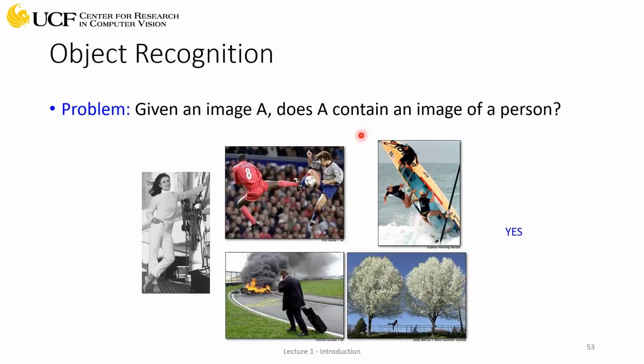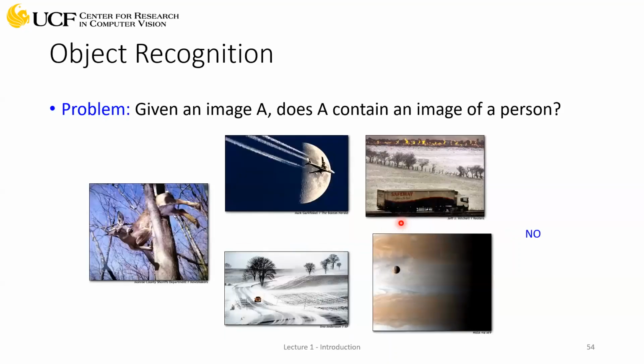But if we just look at the simple problem of person identification, then we just need to say whether a person is present or not present. We don't care what that person is doing, what the resolution is, how big the person is, or how many people are in the image. All of that is irrelevant. Now, similarly, I will show you these images. Again, the same question: does this image contain a person or not? And the answer is no.